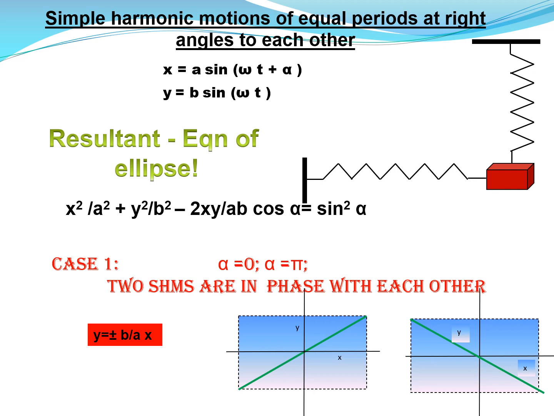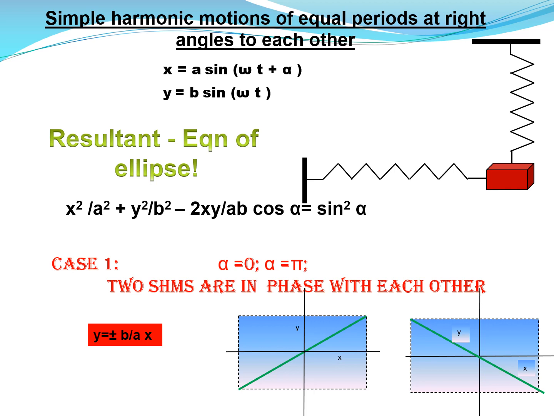Now when we have two simple harmonic motions with equal periods at right angles to each other, what could the equation be? The resultant is, when we have x equal to a sin(omega t plus alpha) and y is equal to b sin omega t, when we have the combination of these two, one is at right angles to the other. When one alpha is 90 degrees and another is at 0, in the sense both are at right angles to each other, the resultant is an equation of an ellipse.